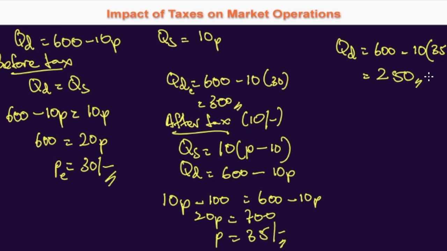Now you can see the difference between before tax, what was the equilibrium and the quantity demanded, and after the tax has been imposed, as you can clearly see, the price has increased and also the quantity demanded has decreased. Now let's look at a graph in our next video and try to interpret the graph and also try to understand what would be the consumer surplus, producer surplus, the economic welfare and the deadweight loss.